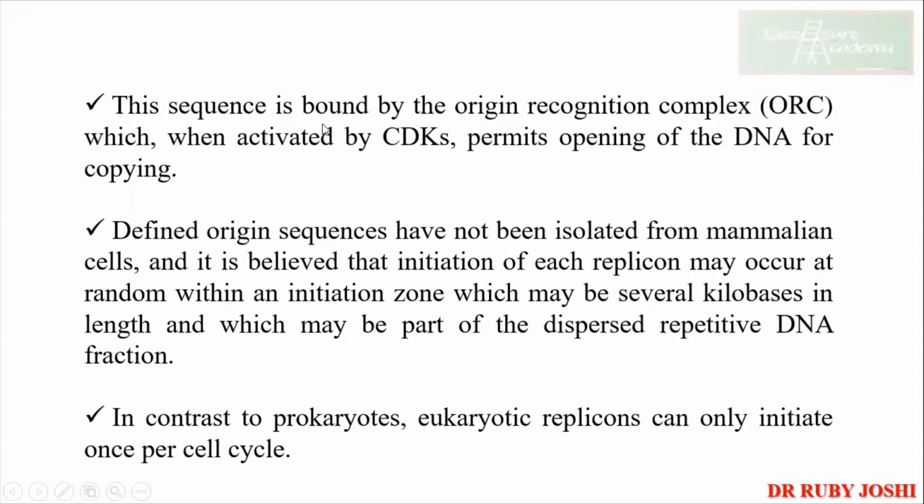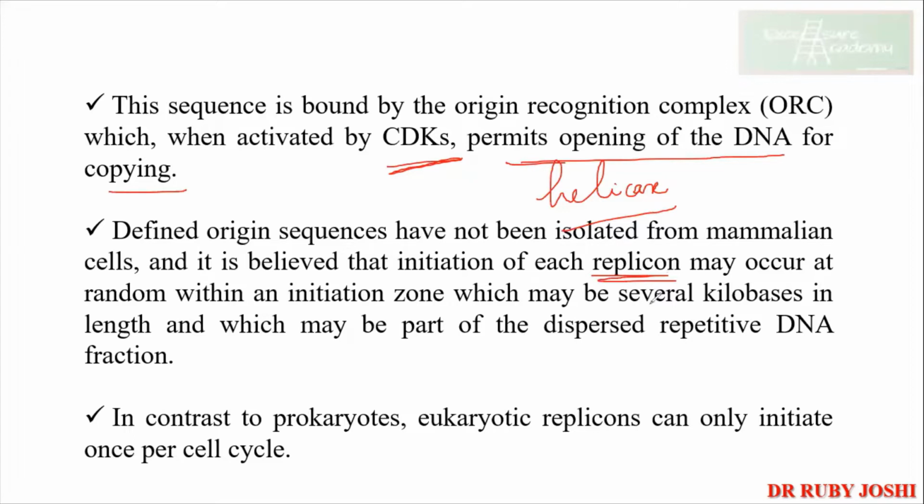So the sequence is bound by the origin recognition complex, which when activated by CDK. Now, what is CDK? Can anyone tell? Cyclin dependent kinase. Very good. So it's a kinase, right? So it is going to start or permits the opening of the DNA for the copying. So what does it mean? It permits the opening of the DNA. It is activating your helicase. Okay. So defined origin sequences have not been isolated from mammalian cells, and it is believed that initiation of each replicon may occur at random. And this is why it was difficult for scientists to get the exact sequence of the ARS or ORC.